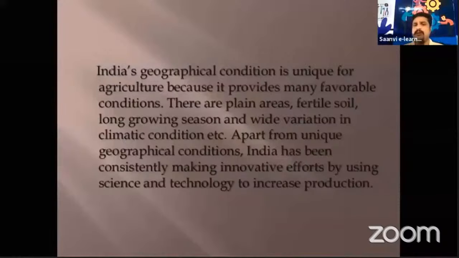Apart from unique geographical condition, India has been consistently making innovative effort by using science and technology. Very important. So in this part, a question you can expect is: what enables us to do agricultural activities in an effective way in our country? Answer is this: the first is unique characters, and the second is the technology and science to increase production. We are utilizing maximum technology and science.